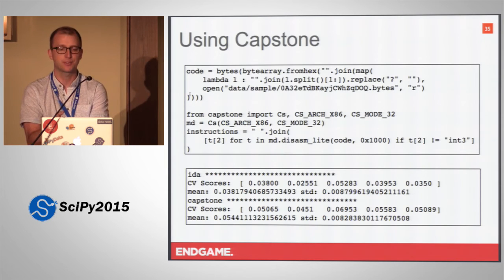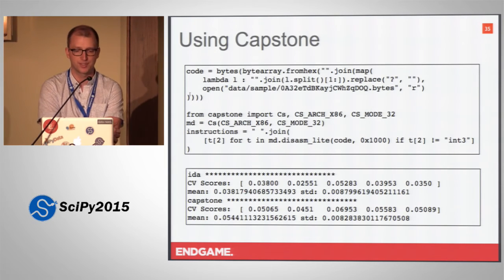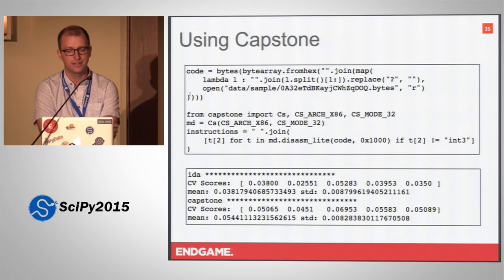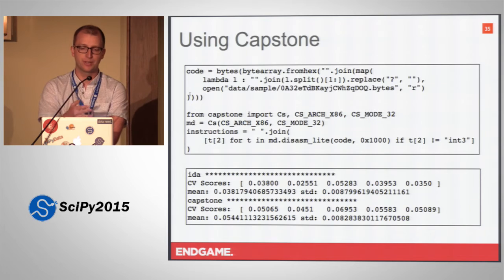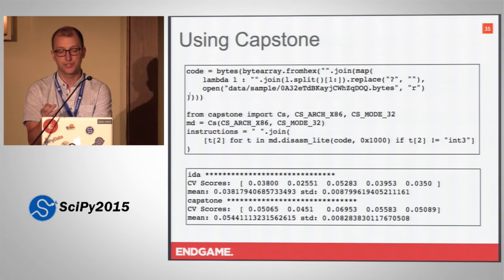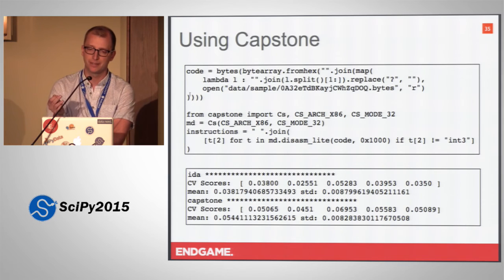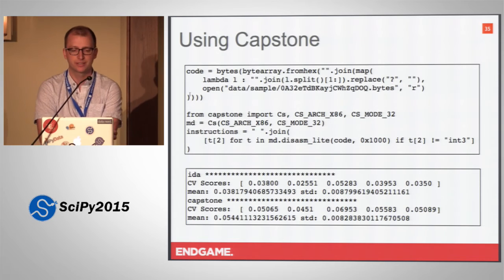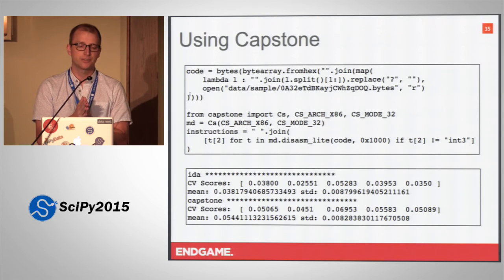And I came across Capstone, which is a popular open source disassembler. And Capstone has great Python bindings. You can see in just a little bit of code, I was able to extract all kinds of instructions. And most of that code is actually just changing my text file that shows all the data in hex into a Python bytes object. But I extracted all those instructions.